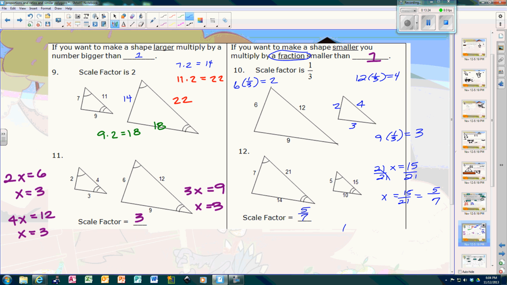So 14 times what is 10? Divide both sides by 14. We get that x is, 2 goes into that 5 times. 2 goes into that 7 times. So my scale factor is 5 over 7. For example, new is 5, goes with the old, which is 7. Scale factor is 5 over 7.